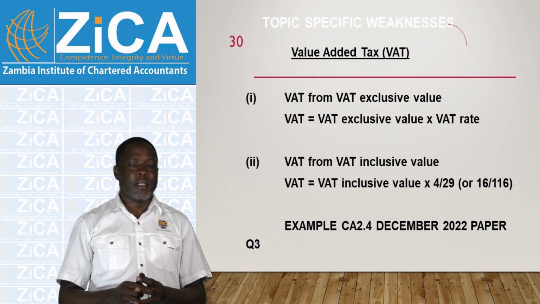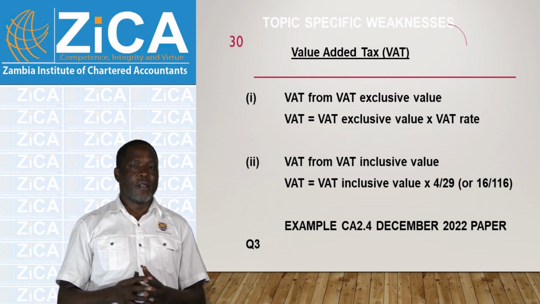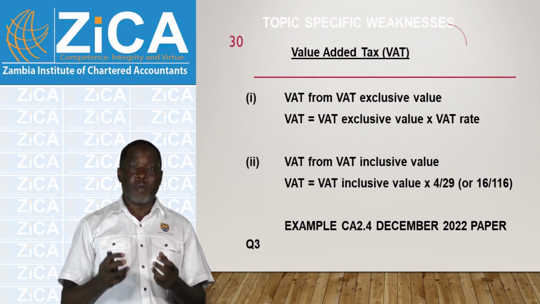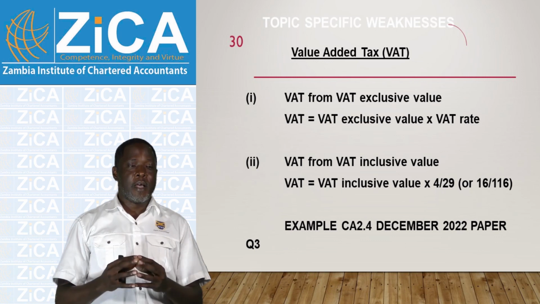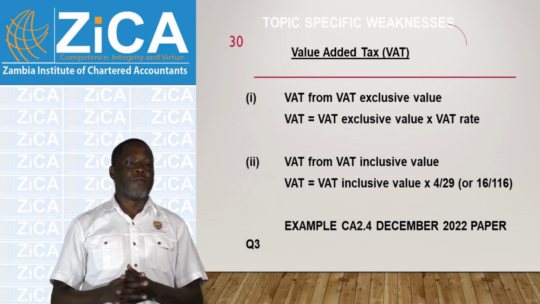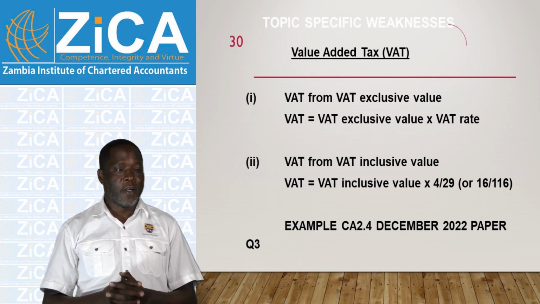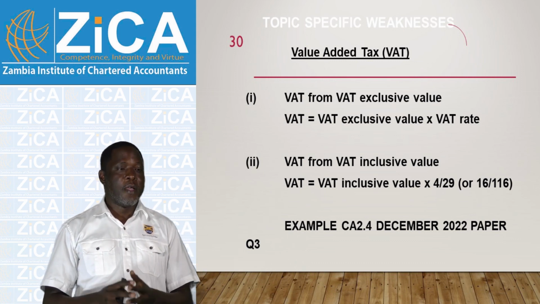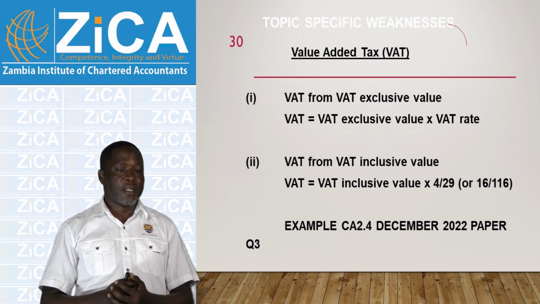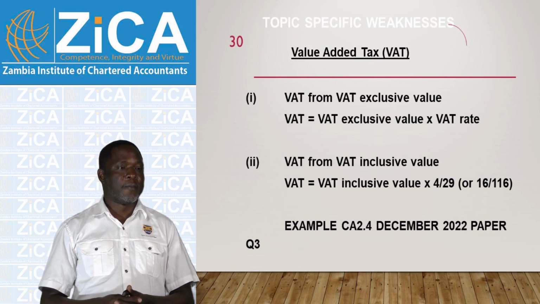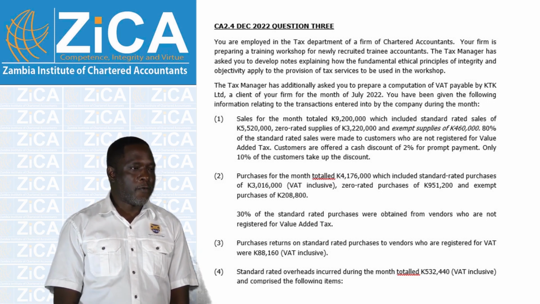Then, if the figure you are dealing with is stated at the VAT inclusive value, specifically for standard rated supplies, so you have been given this standard rated supply, and the figure is stated at its VAT inclusive value. The easiest way to calculate the amount of VAT applying to that particular figure is simply you get the VAT inclusive value and you multiply that using the fraction 4/29, which is the same as 16/116.